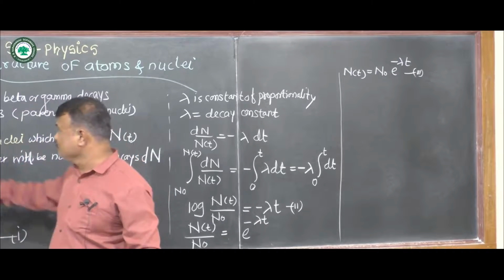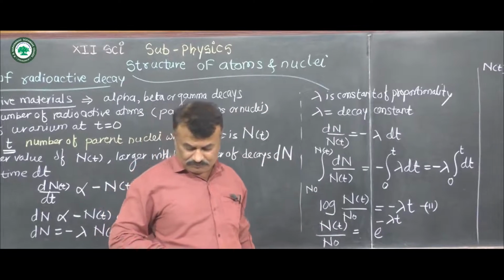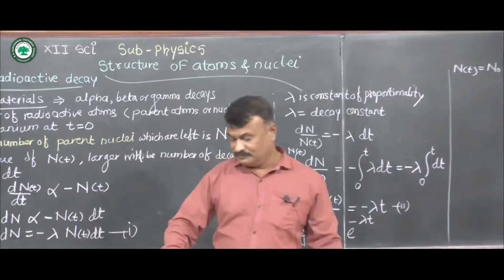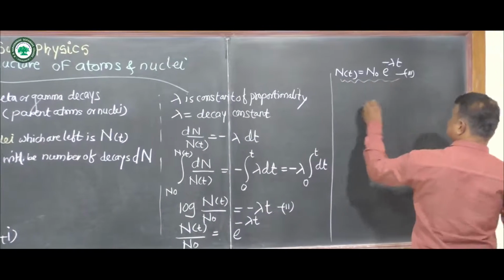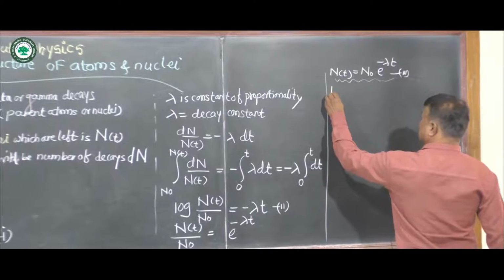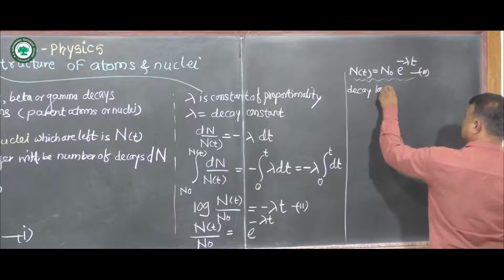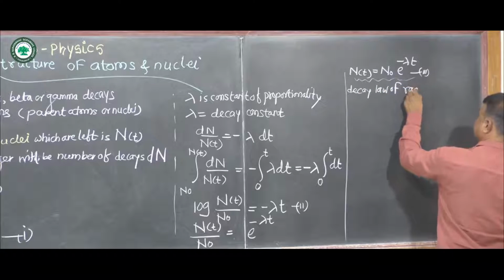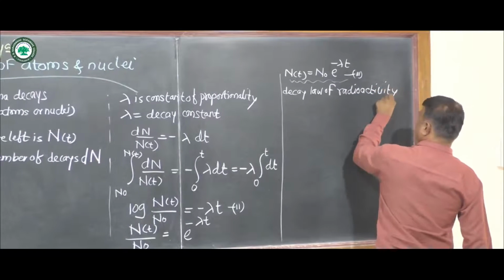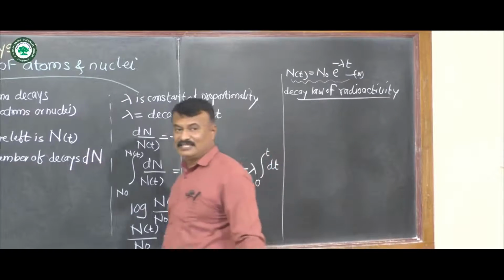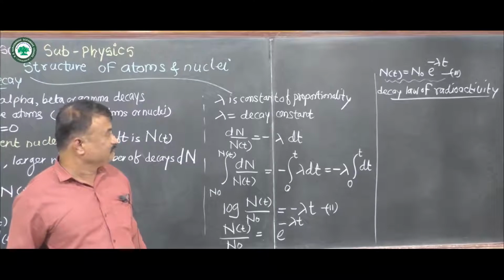As you know, this N0 is the number of radioactive atoms. This is the decay law of radioactivity. This equation 3 gives us the decay law of radioactivity. So with the help of equation 3 we get the decay law of radioactivity.